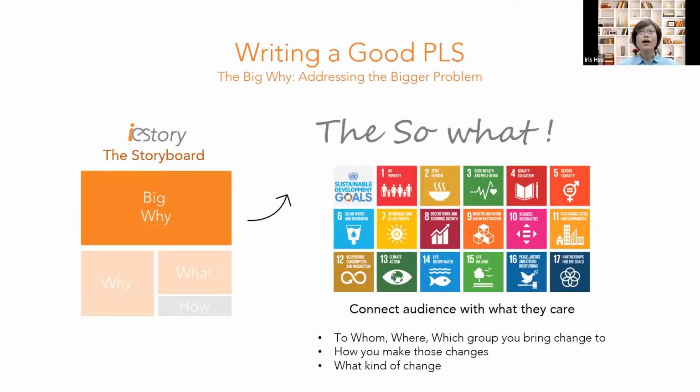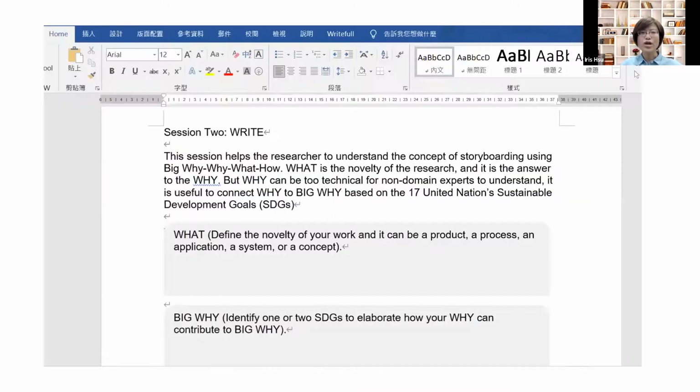So the way that we do it is to link the research to the proper UN SDG. But of course, this is only one way of doing it. You can surely address the wider picture, let's say climate change, for instance, without linking it to an SDG. That is totally fine. But basically the concept behind the big why, or the so what of your research message, is to connect your audience to what they really care about, to issues close to their everyday life. That is the message of the big why we're trying to convey.